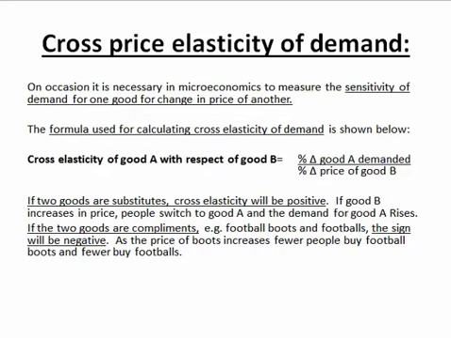If the two goods are substitutes, cross elasticity will be positive. Good B increases in price, people switch to good A, and the demand for good A rises. If the two goods are complements, for example football boots and footballs, the sign will be negative. As the price of boots increases, fewer people will buy football boots and fewer will buy footballs.